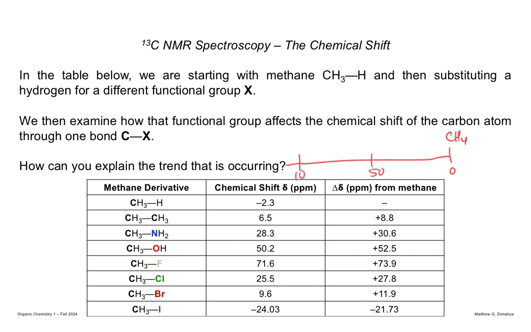We're going to take an H, substitute it for a CH3 group. So the effect of adding that extra carbon, this should be 5. That puts ethane, the carbons in ethane, at about 6.5. If you take 6.5 minus negative 2.3, that's where this number, plus 8.8, comes from.